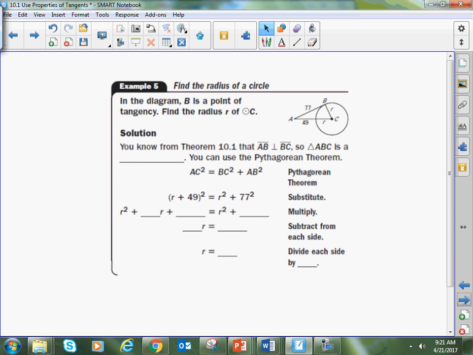Now we're going to be using, again, those tangent properties to find the lengths of segments on a circle. In this case, what we're going to be looking for is, can you identify the length of the radius of the circle? Now, I will give you a warning in advance. This unit is going to be one of the more algebra-intense units that you've seen.